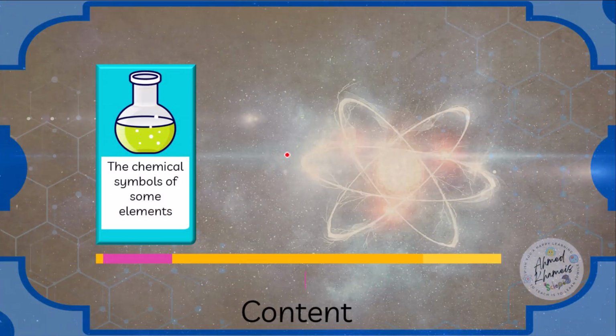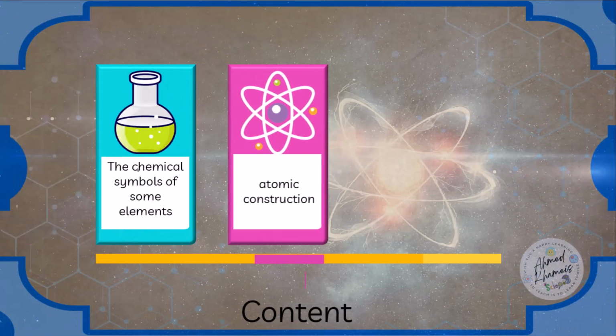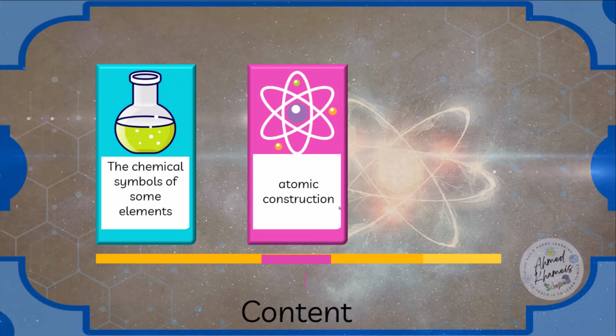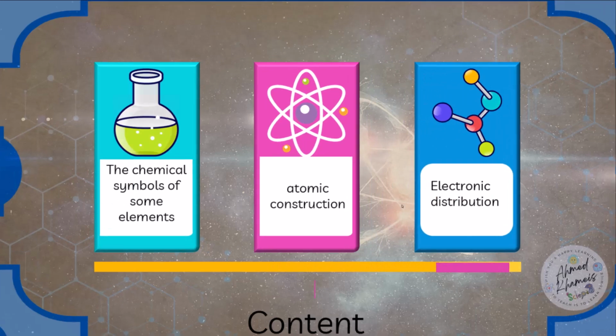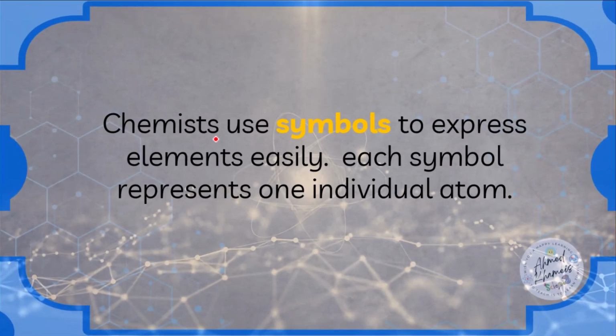And in this lesson, we'll study the chemical symbol of element, the atomic construction, and the electronic distribution. So, chemists use symbols to express element easily, and each symbol represents one individual atom.